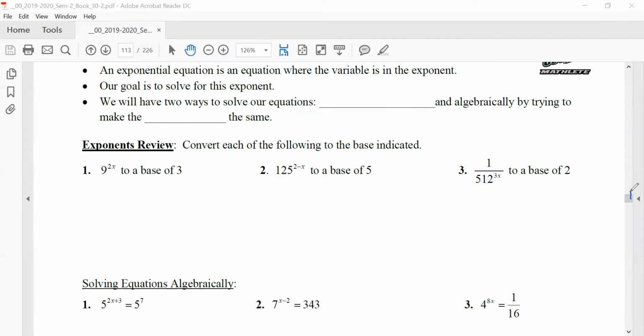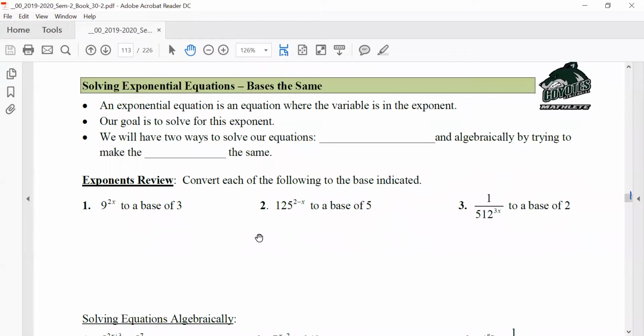Right now, the first lesson that I'm going to go through is solving exponential equations, when bases are the same. So really an exponential equation is an equation where we've got a variable in the exponent. So something like this, simply 2 to the power x. That makes it an exponential equation.